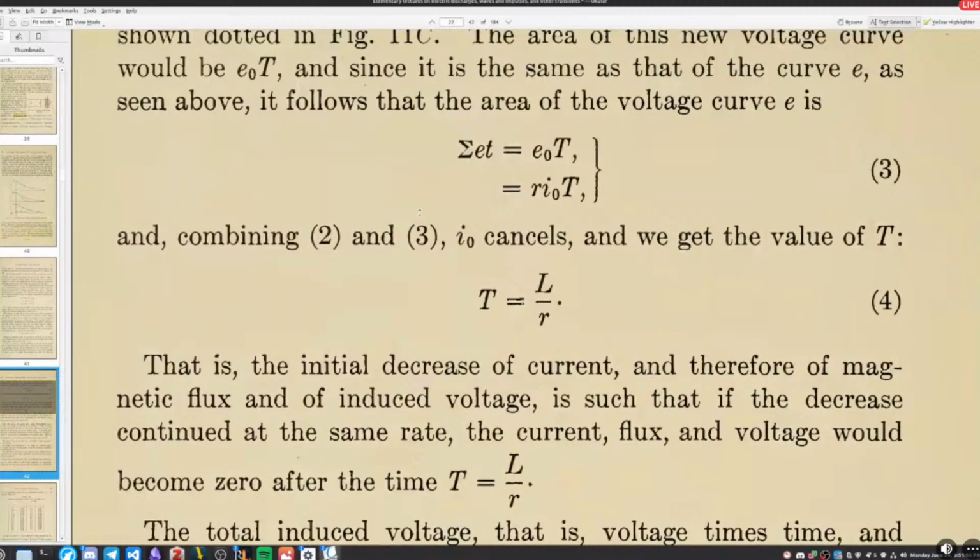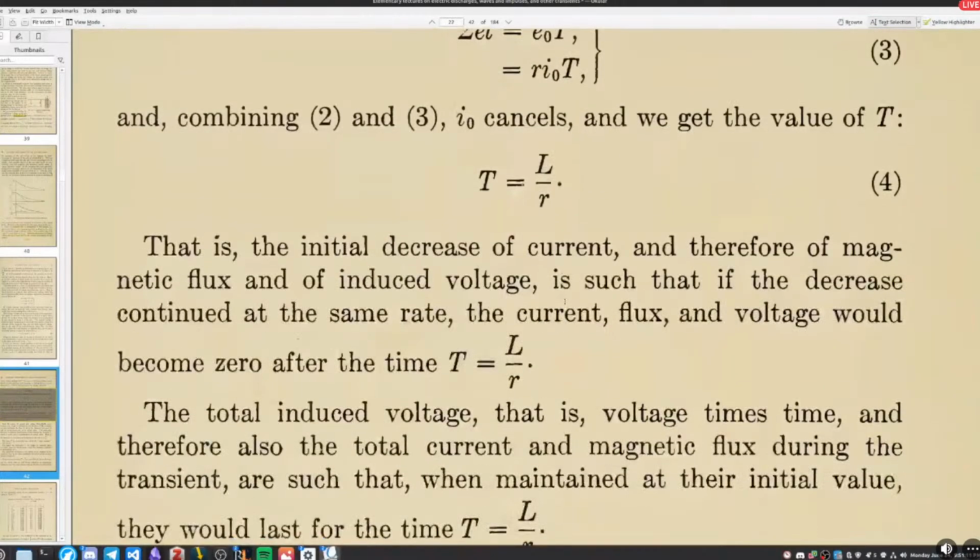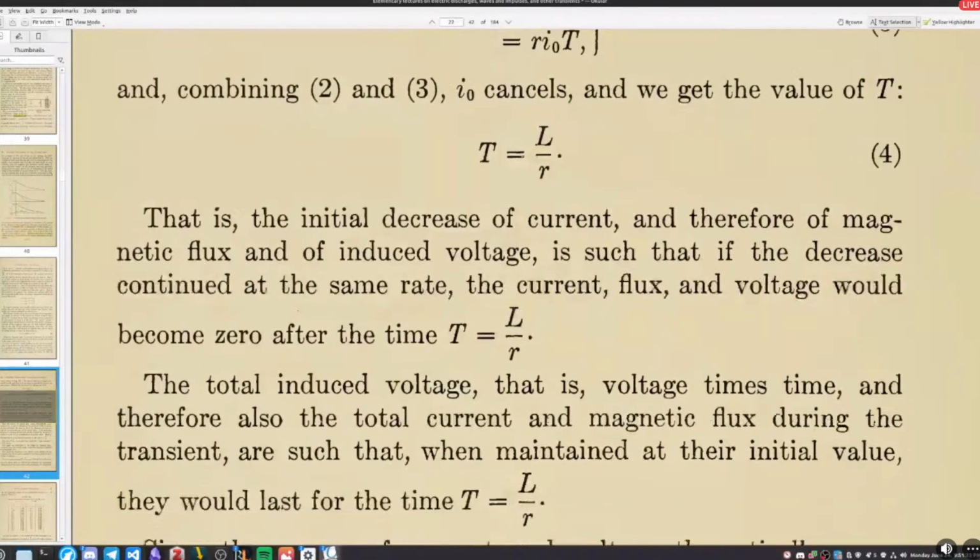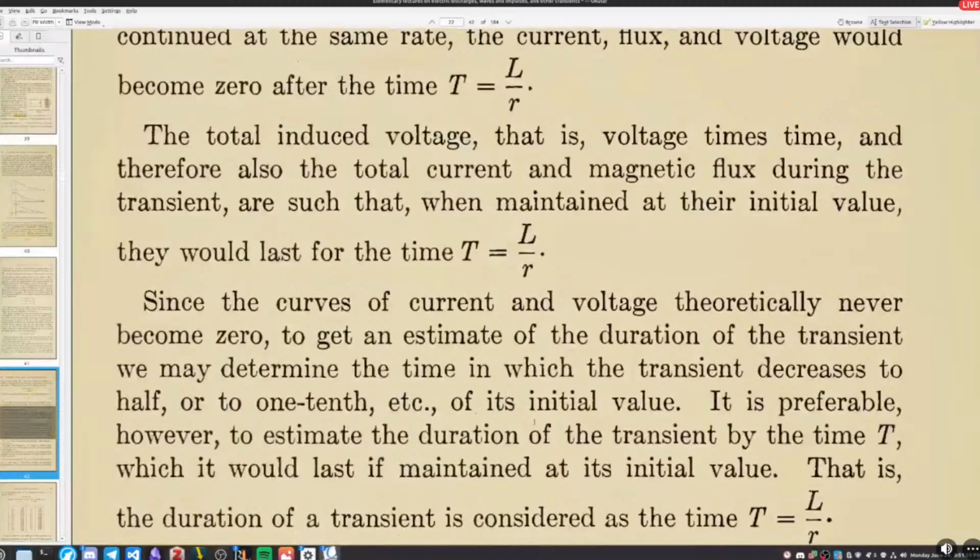And combining 2 and 3, I naught cancels and we get the value of T: T equals L over R. That is, the initial decrease of current, and therefore of magnetic flux and of induced voltage, is such that if the decrease continued at the same rate, the current, flux, and voltage would become zero after the time T equals L over R. The total induced voltage, that is voltage times time, and therefore also the total current and magnetic flux during the transient, are such that when maintained at their initial value, they would last for the time T equals L over R.